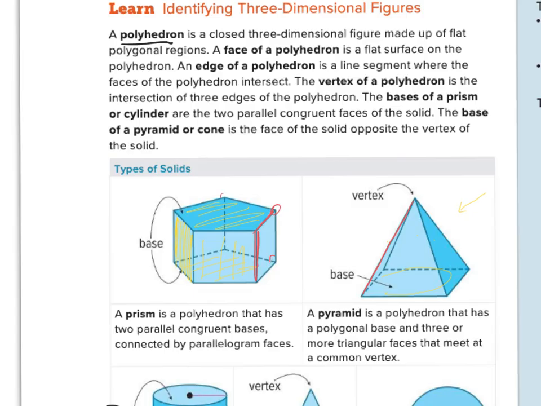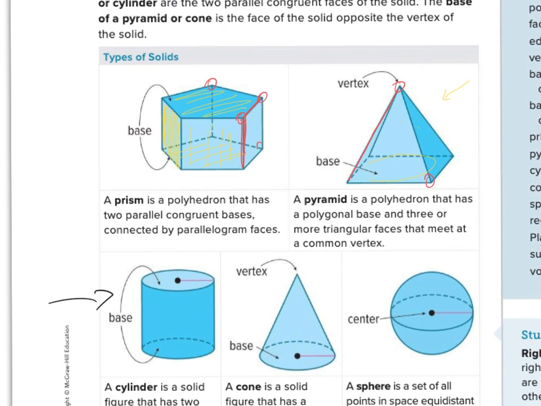We see these little points. If you were to hold that in your hand, it would be sharp at those locations, and that would be a vertex. Okay, and then of course the bases we talked about. That is a prism, and this is a pyramid.